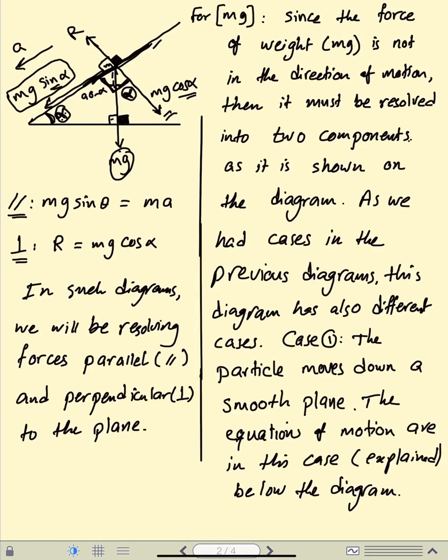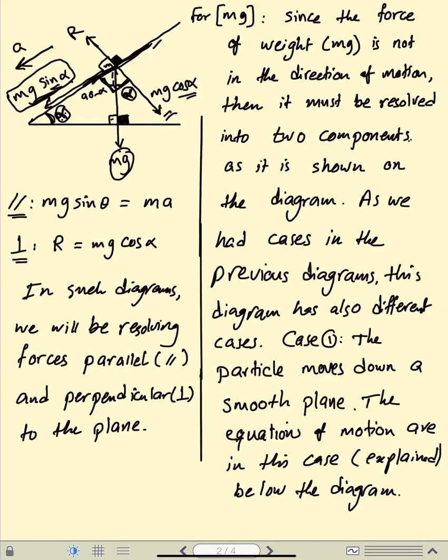Okay, in the first case we'll be writing the equations of motion for a particle moving down the plane, and the plane is smooth. This is the main force in this diagram. The language you'll be using, my dear students, in this diagram is very common in the M1 exams. These are the most common problems or questions in the M1 exams.